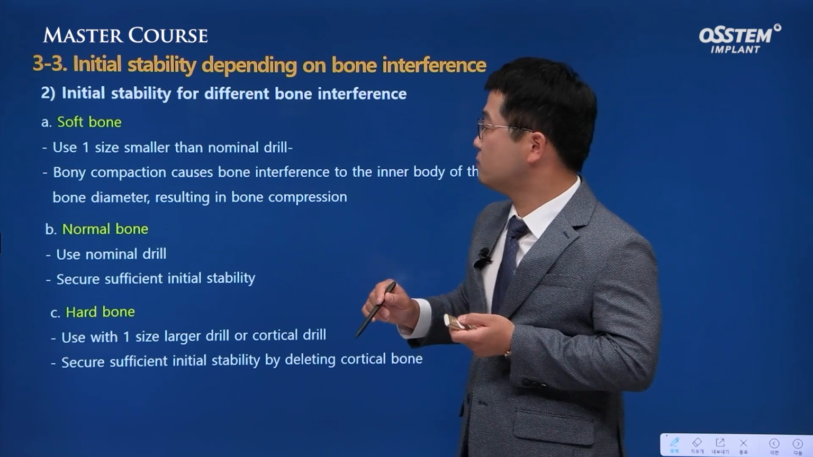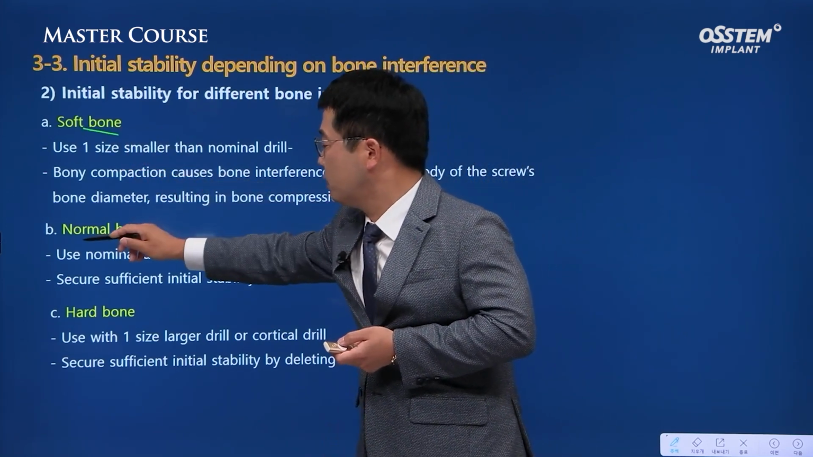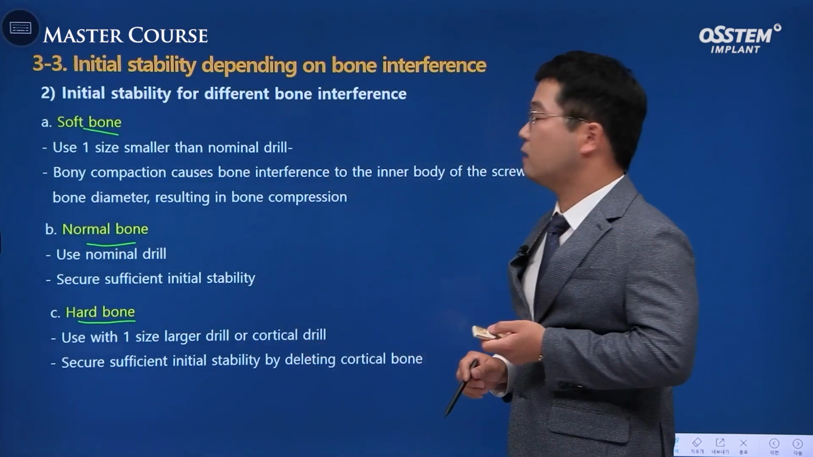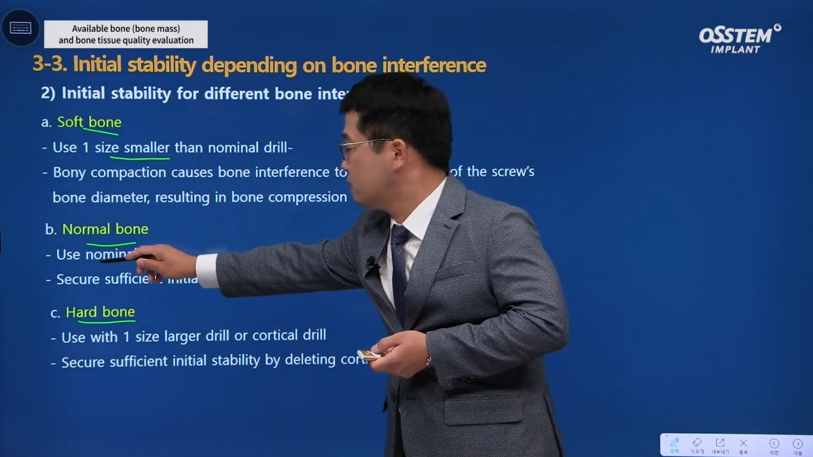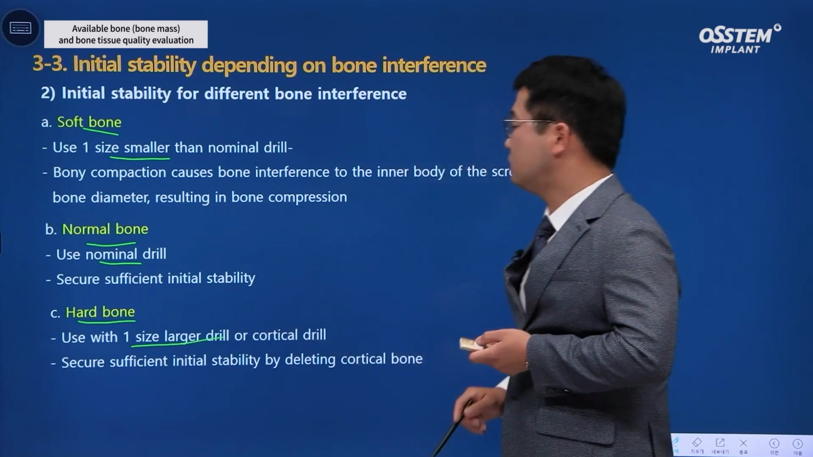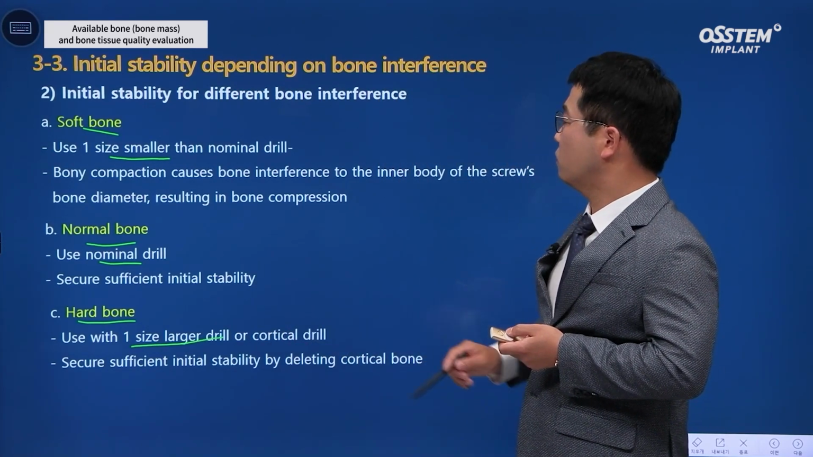Let me summarize. Depending on soft, normal, and hard bone, we need to come up with a strategy for how you're going to drill. In soft bone, you need to do under drilling, and in the case of hard bone, you need to do over drilling.